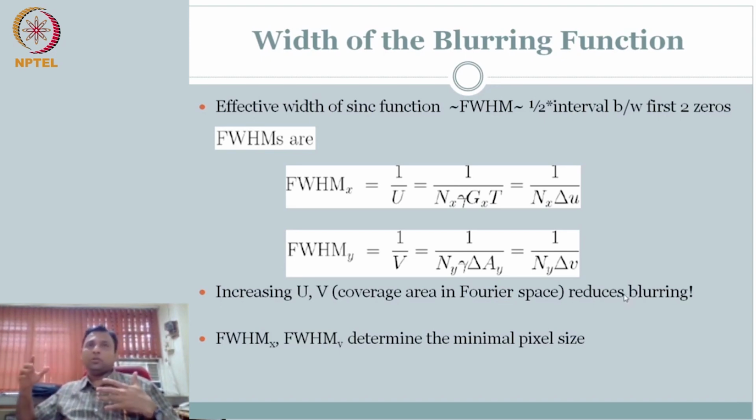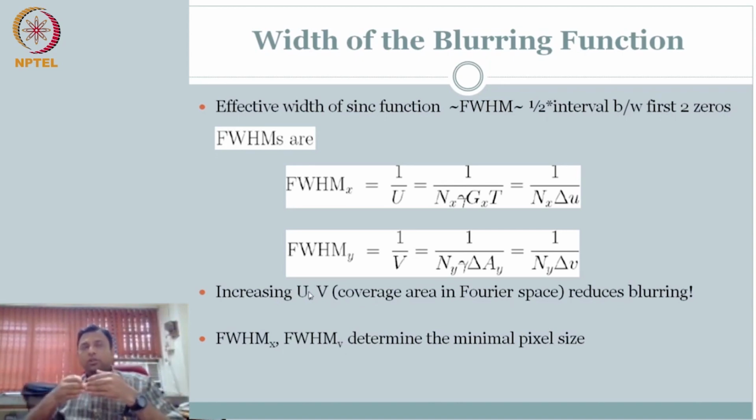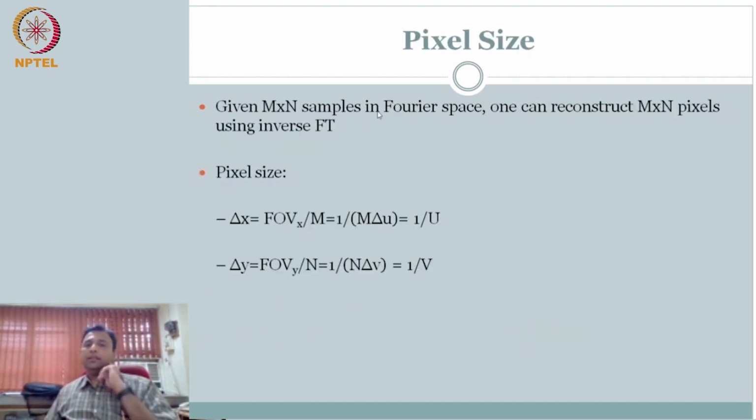High frequencies correspond to sharper transitions in spatial domain, right? That's the intuition that we have. Your sharper or rapid transitions in spatial domain correspond to high frequency. So if I record high frequencies, meaning your U and V are large, then I should be able to catch rapid changes. So that means blurring is less. But your full width half maximum in X and full width half maximum in Y are determined by the minimal pixel size.